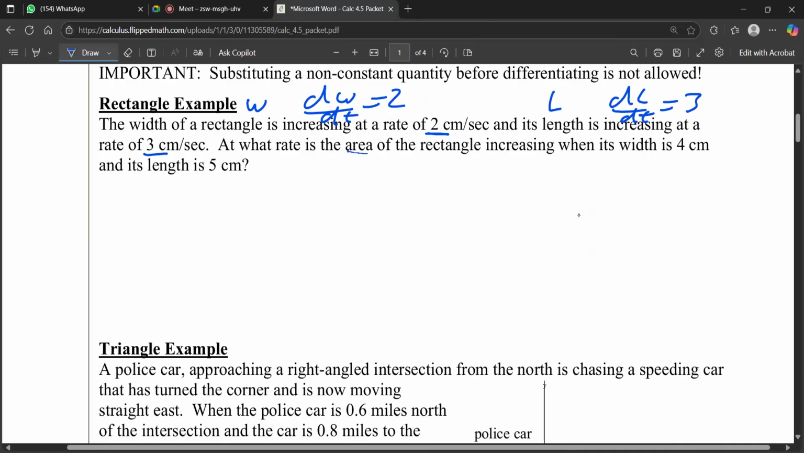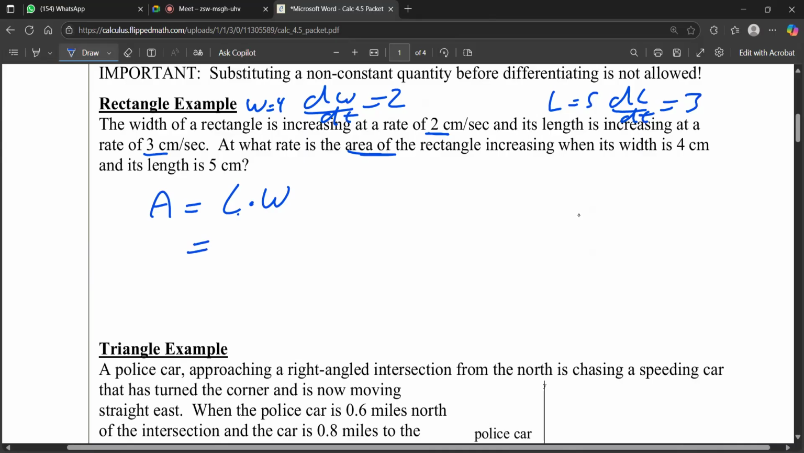At what rate is the area of the rectangle increasing when the width is 4 centimeters? So that means W is equal to 4 and the length is 5. Now we need to find a relation between the length and the width, and that will be the area itself. We know that the area of the rectangle is equal to length times width. It is just A.